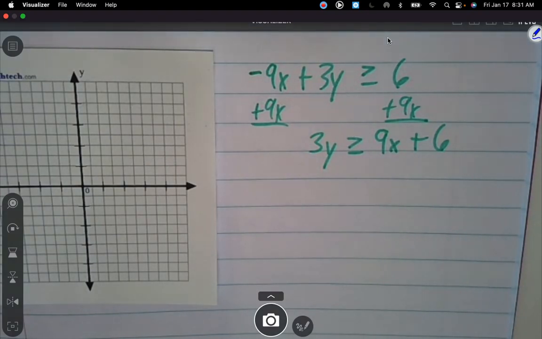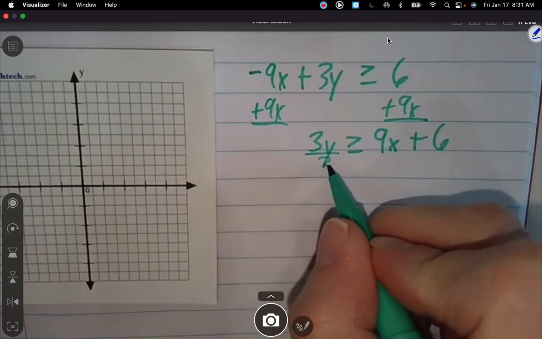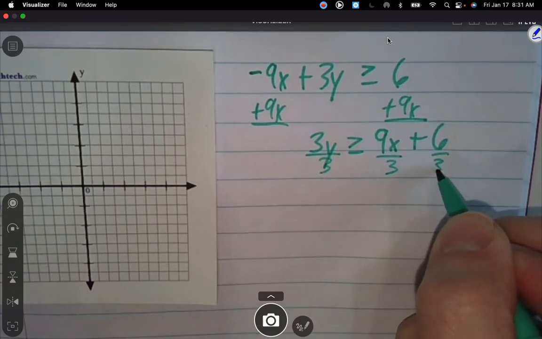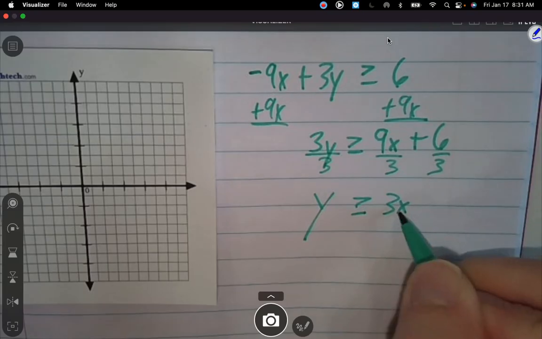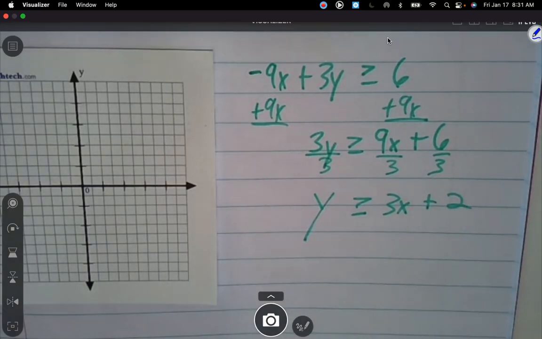Now, this one's nice. They all divide out. Your paper is not nice. So, anyway, let's divide. What do we divide by? What is over there with my y? My 3. I'm going to divide everything by 3. So, I've got y is greater than or equal to 3x plus 2. Are we good with that one?